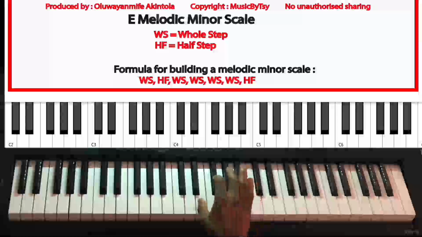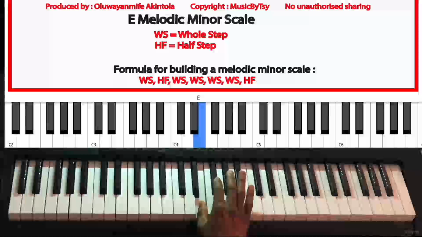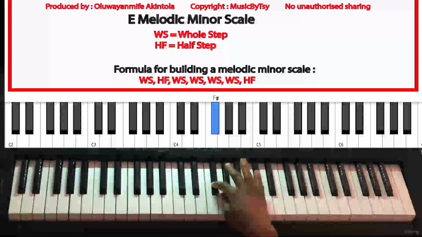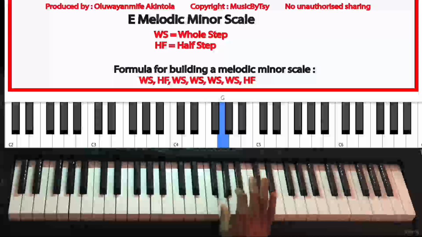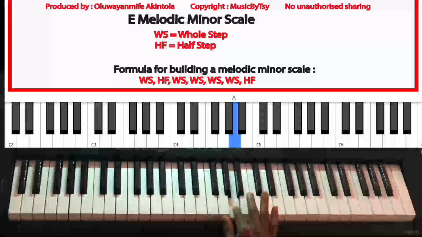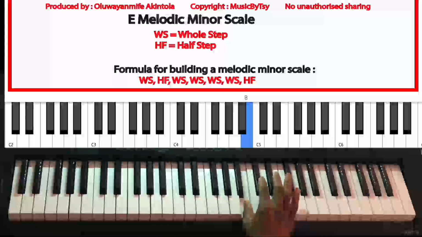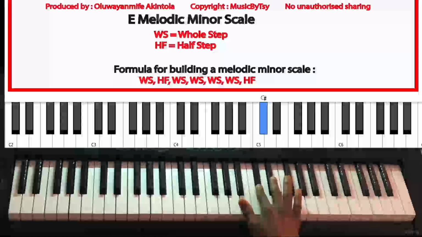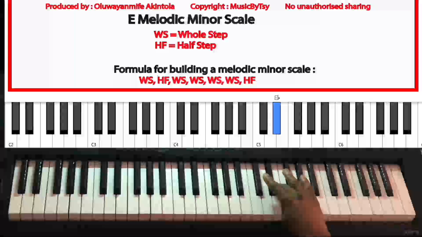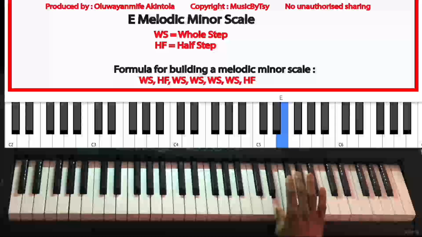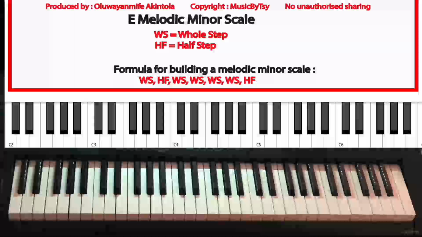So starting from the key of E, the formula goes like this. So we're going to take a whole step, and then a half step, and then a whole step, and then a whole step, and then a whole step, and then a whole step, and then a half step. See that? So that is the E melodic minor scale. So using 3 different methods, we got the same answer.